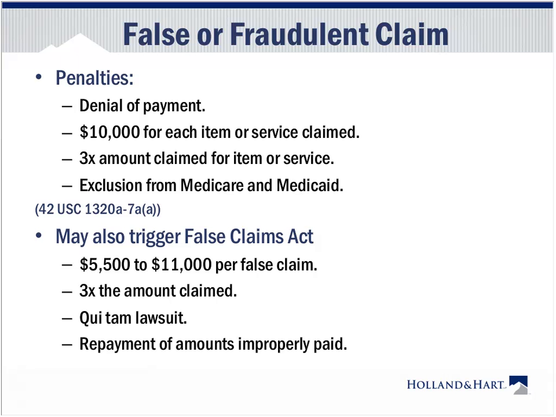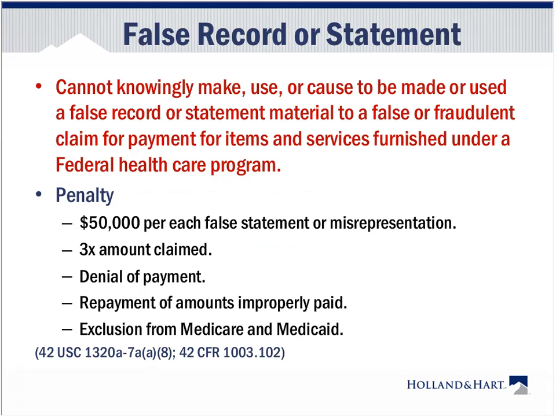Now, that's all under the civil monetary penalty statute, but it's not an island. It may also trigger a False Claims Act cause of action. If you're submitting false claims to the government, you can get hit up with a separate cause of action by the government under the False Claims Act with separate penalties. And those penalties are $5,500 to $11,000 per false claim, 3 times the amount claimed, and then repayment of the amounts improperly paid.